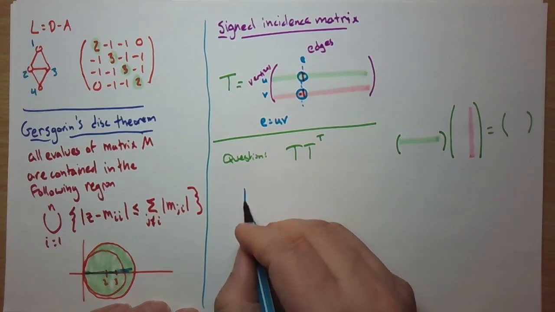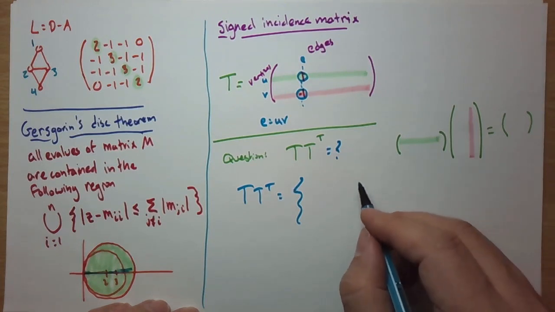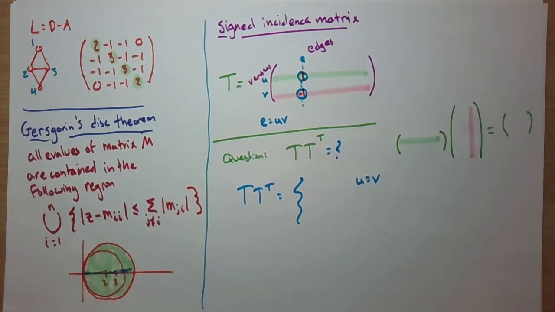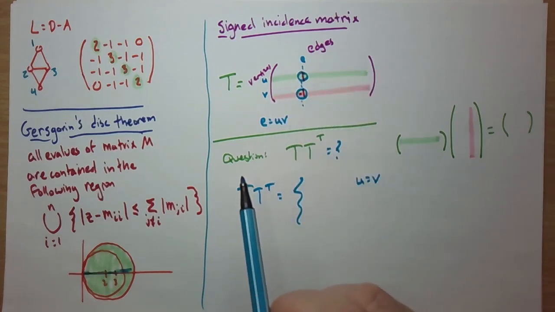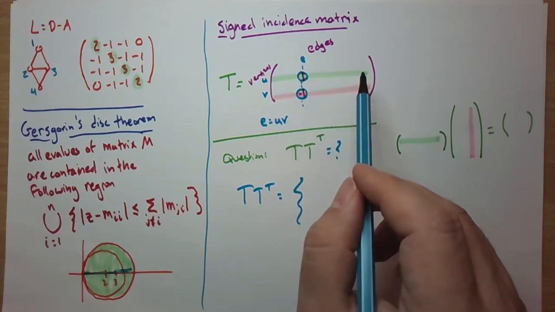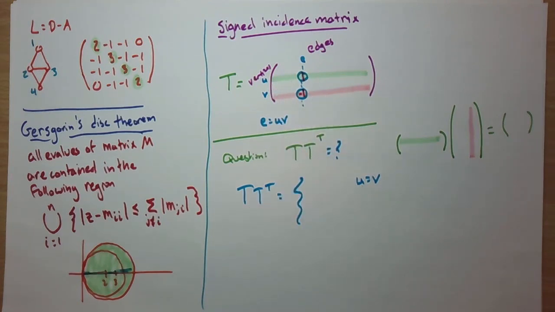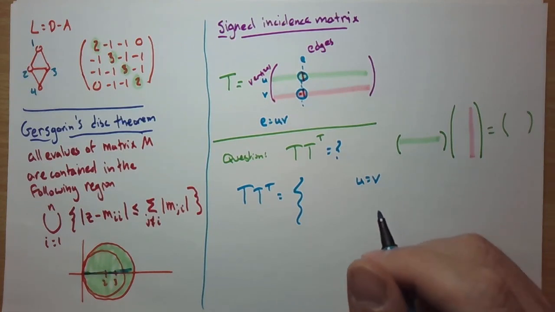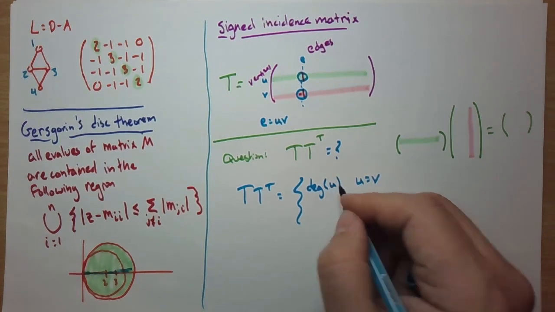Okay, so T transpose T. What do we get? Well, there's a couple of cases. First off, what if U equals V? So we're taking the dot product of a row with itself. What do we get? The number of edges. That's right. It's the number of edges that are incident to it, because we'll get either 1 squared or minus 1 squared every time there's an edge. It doesn't matter whether it's plus 1 or minus 1, we're squaring. So the number of edges it's in, that has another name. Degree. It's the degree of the vertex.